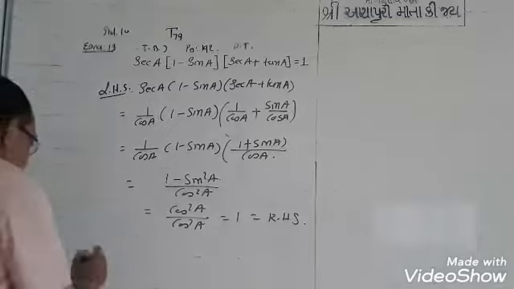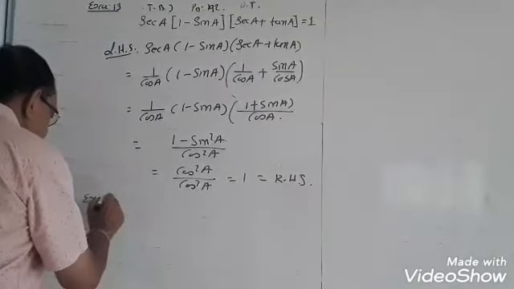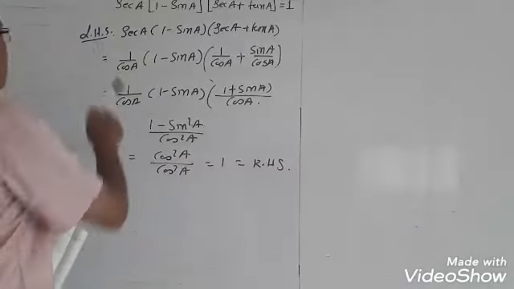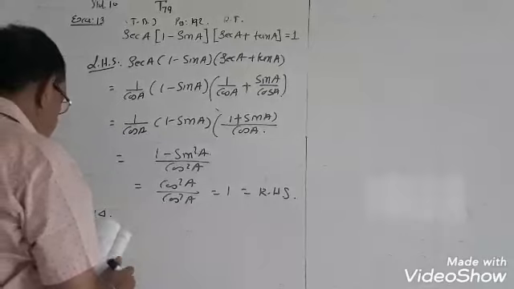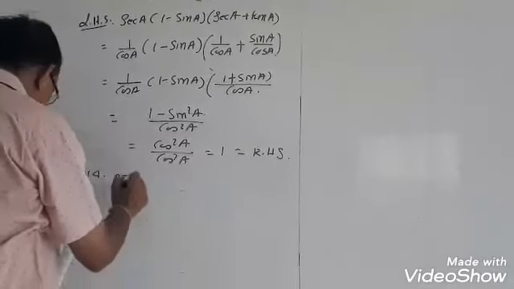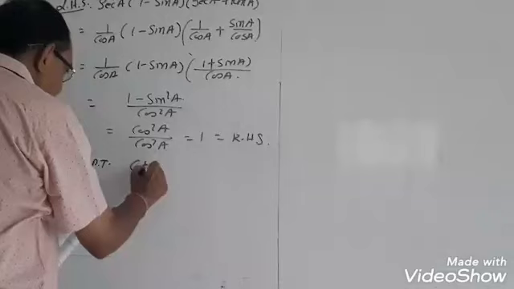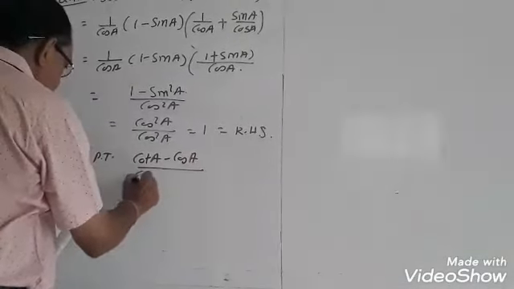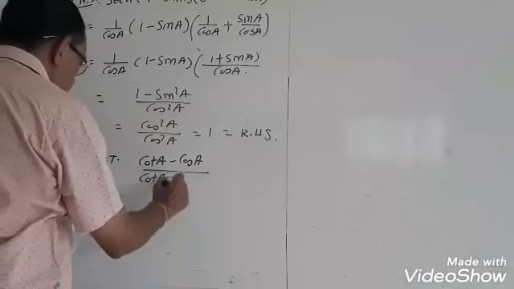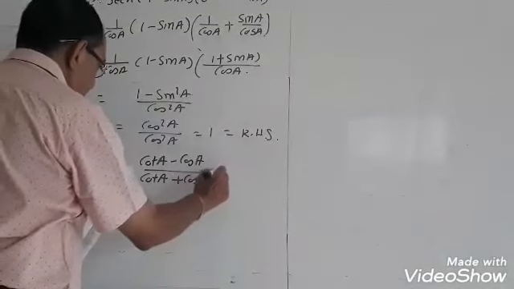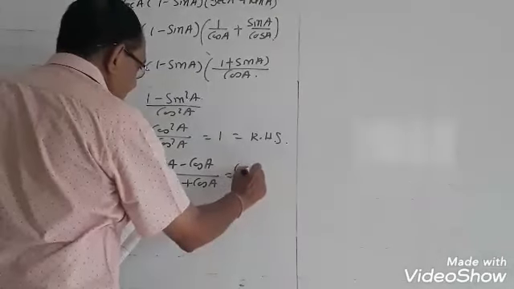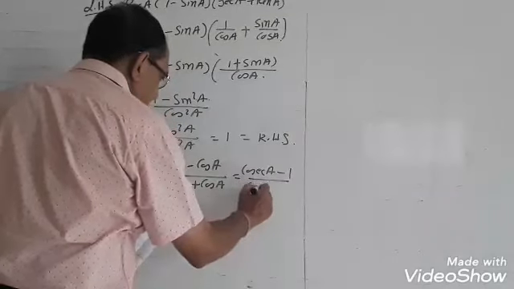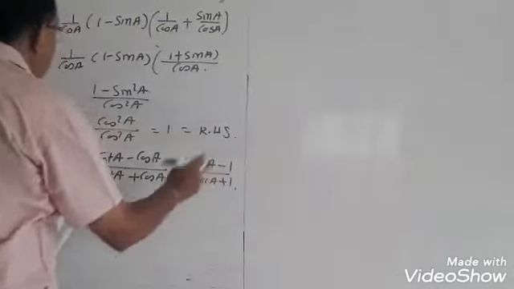Now example number 14, example 13, 14. Prove that cot A minus cos A upon cot A plus cos A is equal to cosec A minus 1 upon cosec A plus 1.